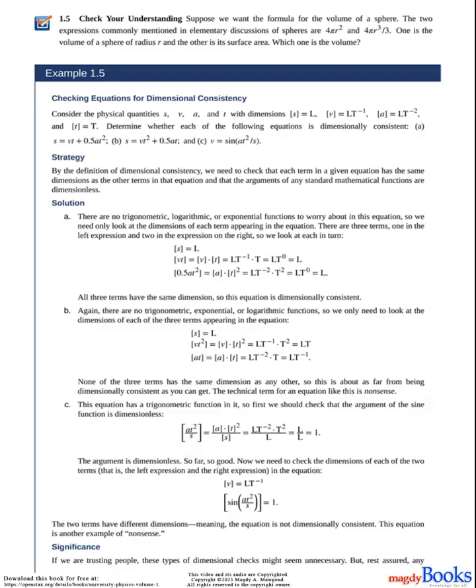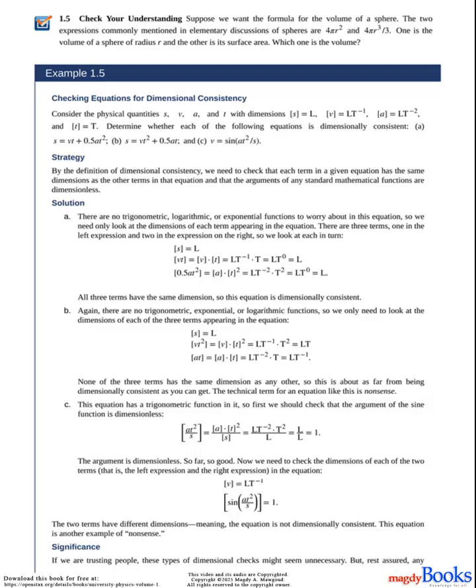b. s = vt² + 0.5at, and c. v = sin(at²/s). Strategy: by the definition of dimensional consistency, we need to check that each term in a given equation has the same dimensions as the other terms in that equation, and that the arguments of any standard mathematical functions are dimensionless.